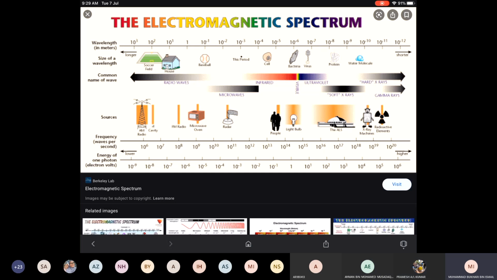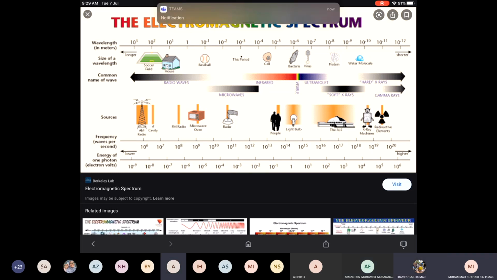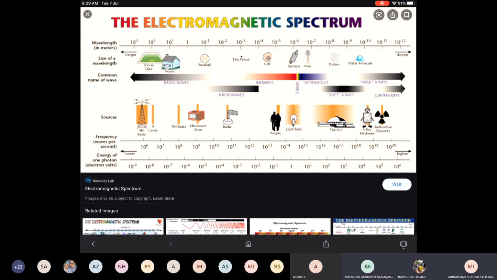Okay. So, in this spectrum diagram, when you turn to the left, ke kiri, the wavelength become smaller ke bigger? Bigger. Kiri tu bigger, but to the right, shorter. Itu cara dia susun dalam electromagnetic spectrum.